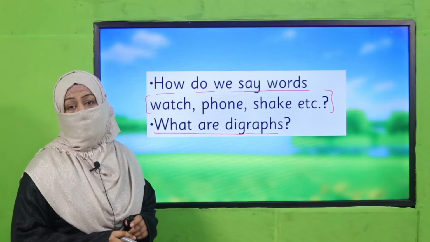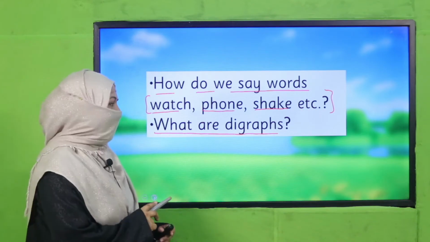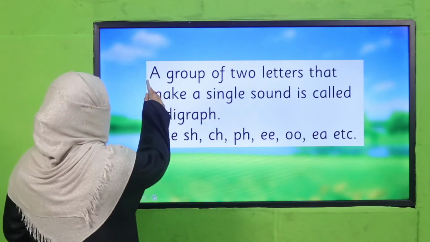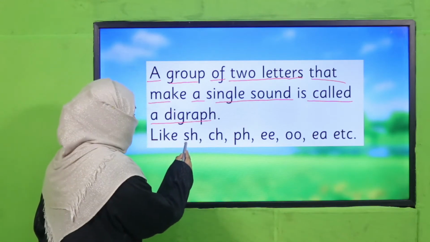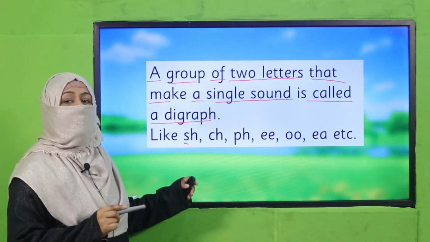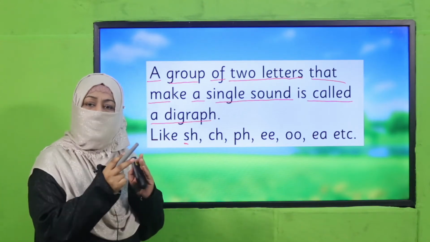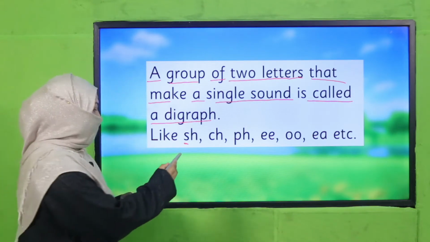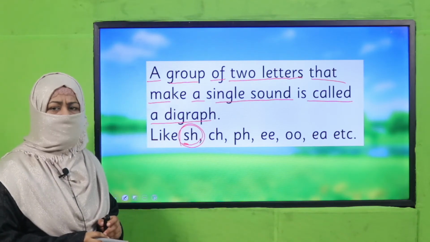Yes, my dear children, I hope you could read these words: watch, fawn, shake, right? And what are digraphs? A group of two letters that make a single sound is called a digraph. So far we have learned about individual sounds. Every letter has its individual sound. But in digraphs, what happens? Two letters are joined together and they leave their own sound. They don't say their own sound, but together they make a new sound which is known as a digraph, right? This is what we have learned.